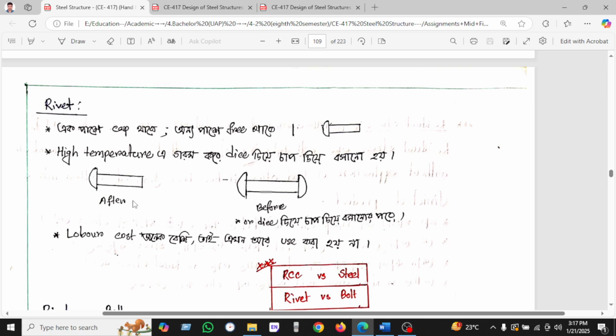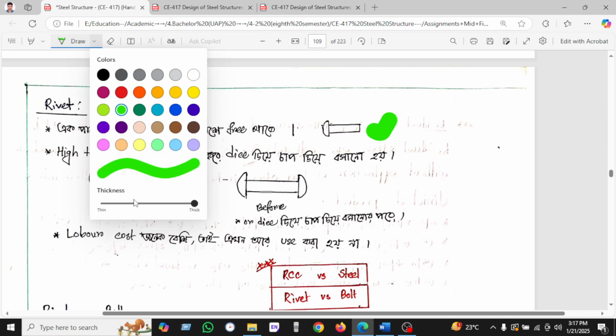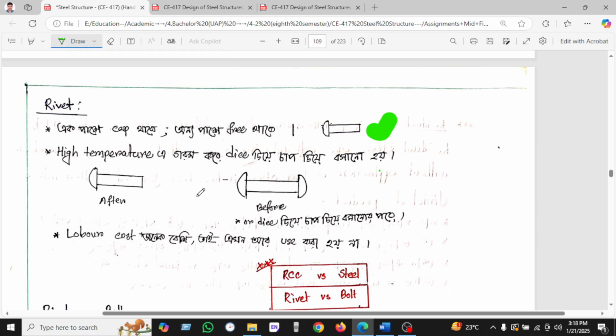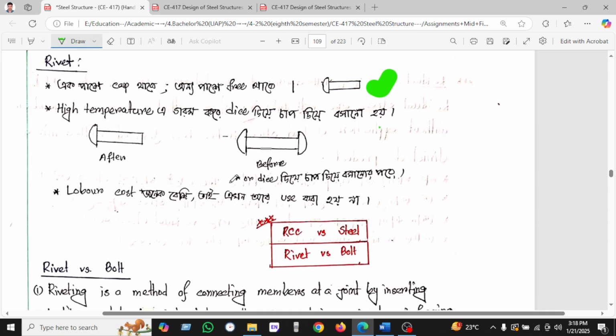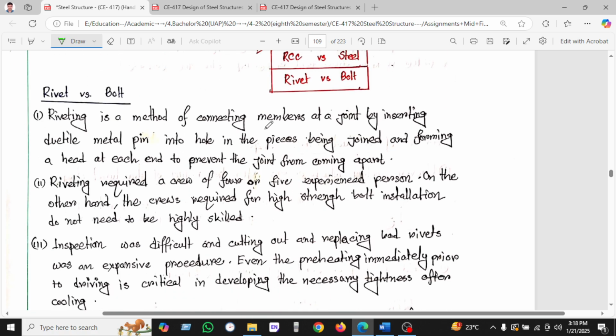Okay, so you can see here another connection is rivet. We can see the picture of the rivet given here. How do we get it? When the rivet is inserted, after insertion, then hammering at the other end, and this head is formed. Okay, what is the difference between rivet and bolt?